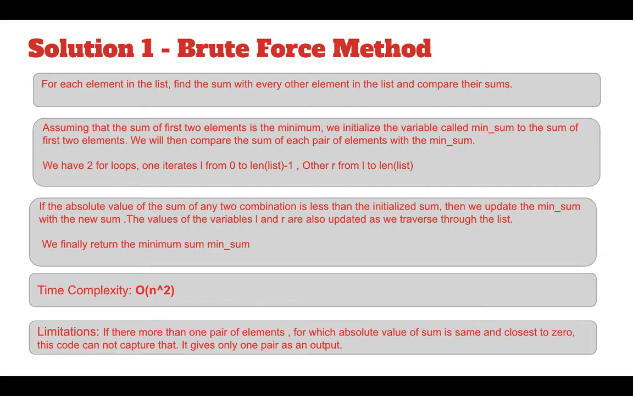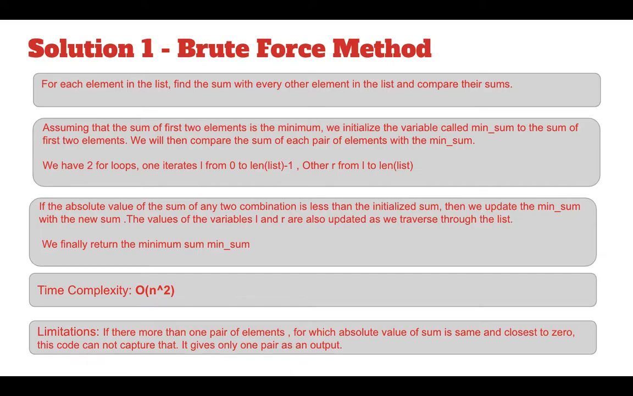So when we talk about solution 1, which is the brute force method, for each element in the list, we'll find the sum with every other element in the list and compare their sums. So assuming that the sum of the first two elements is the minimum, we'll initialize a variable called minimum sum to the sum of the first two elements of the list. We'll then compare the sum of each pair of elements with the minimum sum. So we'll have two for loops.